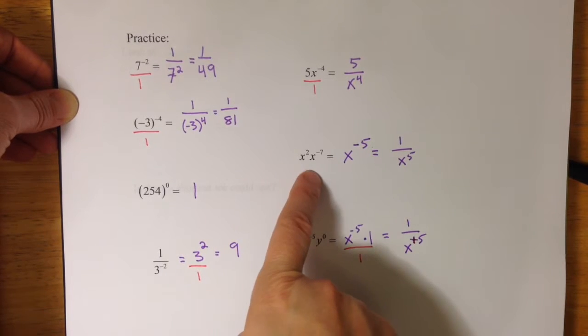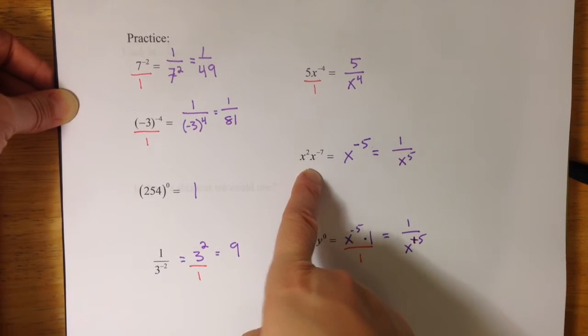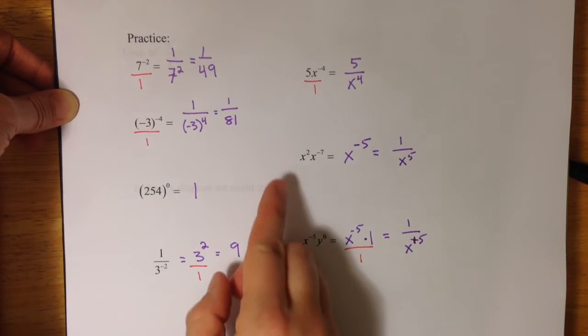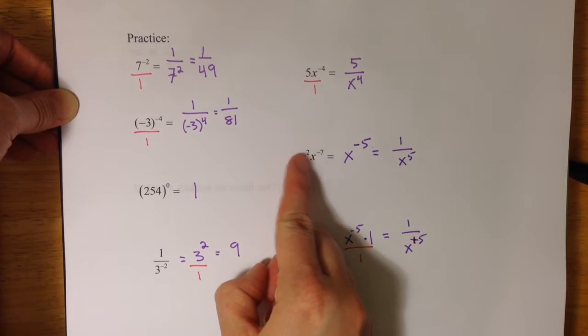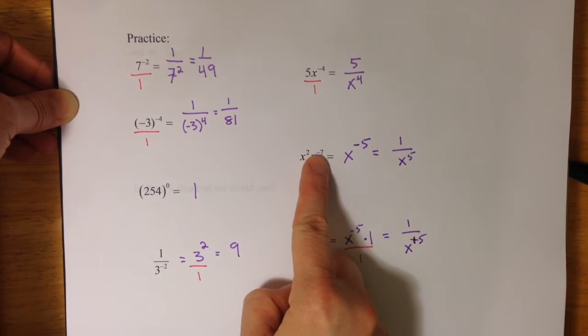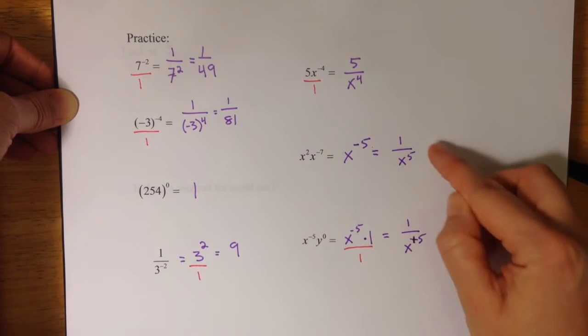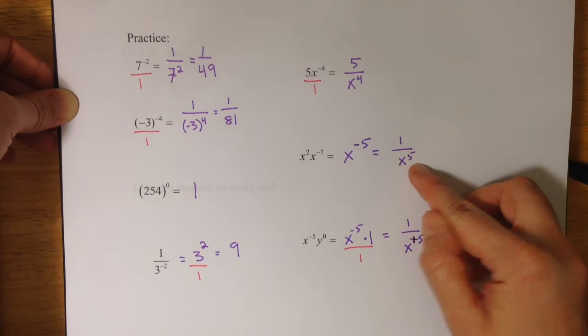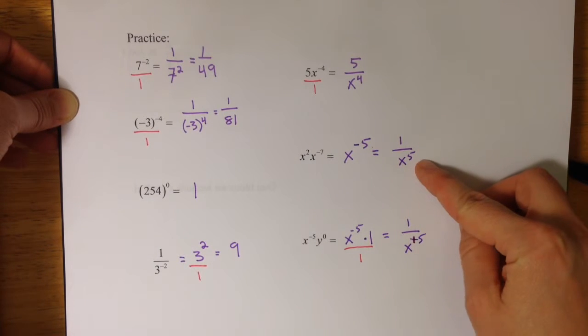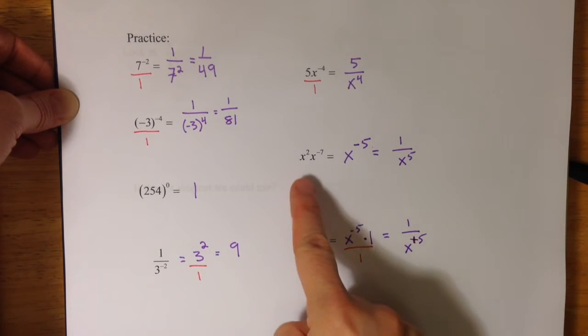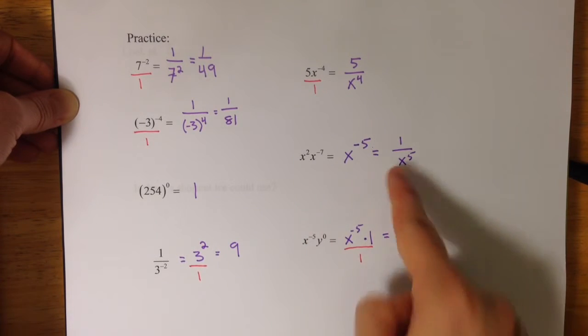For x squared times x to the negative 7th, I decided to start by using the power rule. I added the two exponents together, 2 plus negative 7, to get negative 5. Then I took x to the negative 5 and moved it downstairs in the fraction to get 1 over x to the positive 5. So we did use both properties there in this problem.